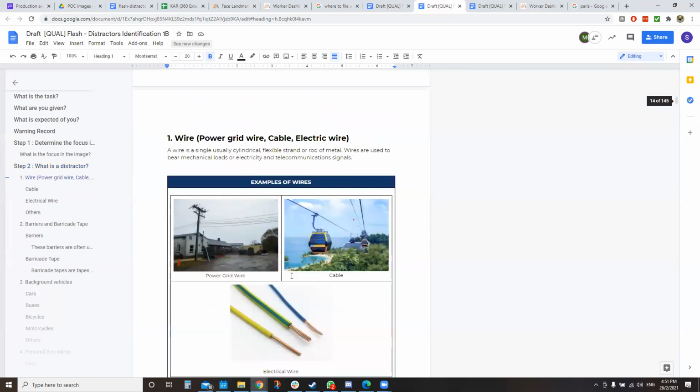Okay, so wire. All kinds of wire and cables that you see in a picture. Most of the time they are all distractors. Now this picture here, it's quite tricky because the focus is the cable car itself.